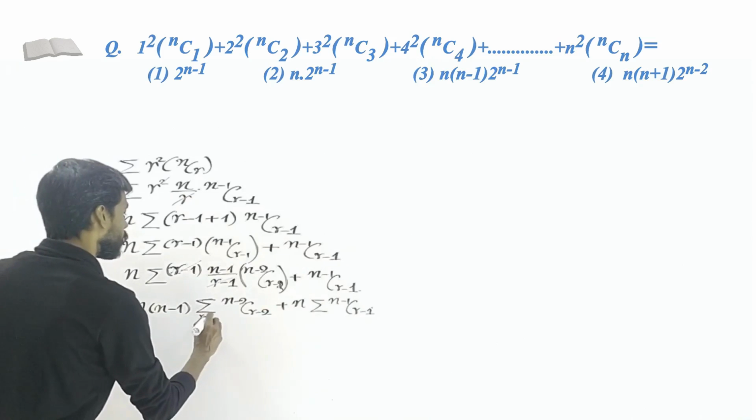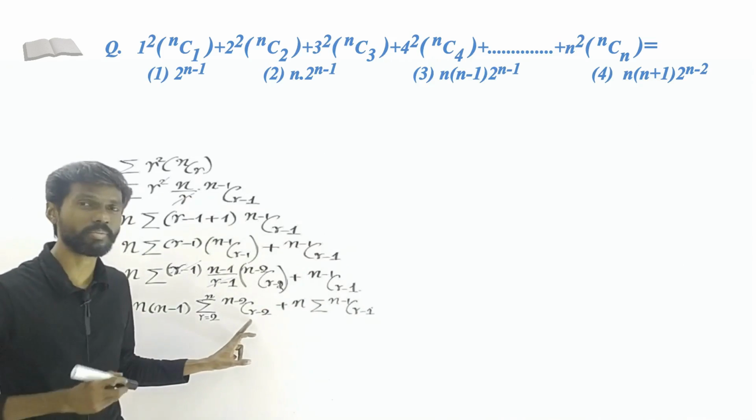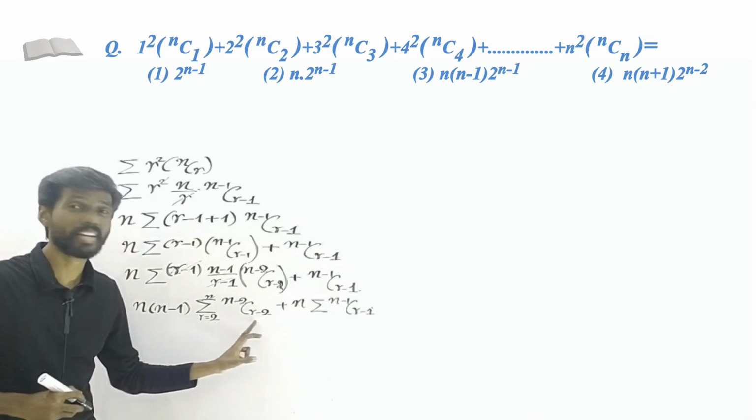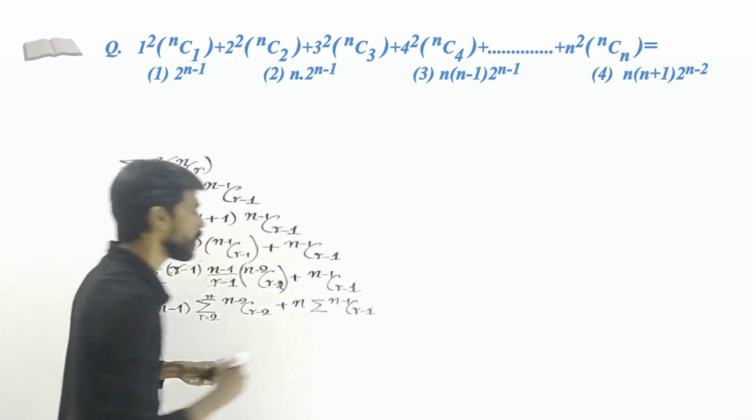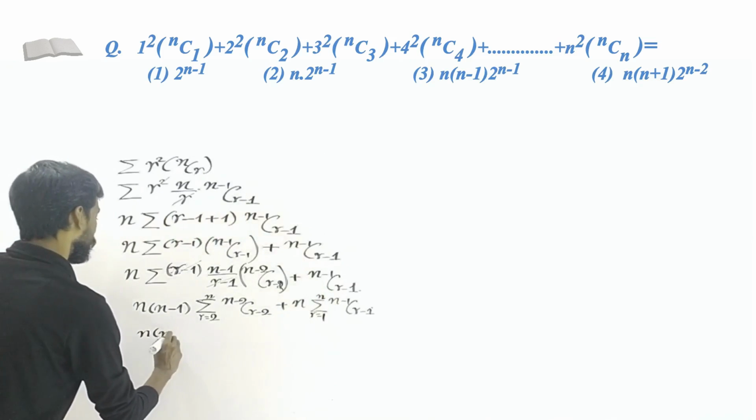Here r is from 2 to n. Remember, not from 1, r is from 2 to n. We can't substitute r as 1, right? We have to start from 2 because this value cannot be negative. So we start with 2. Here r is from 1 to n. So what will you get? n multiplied by n minus 1.